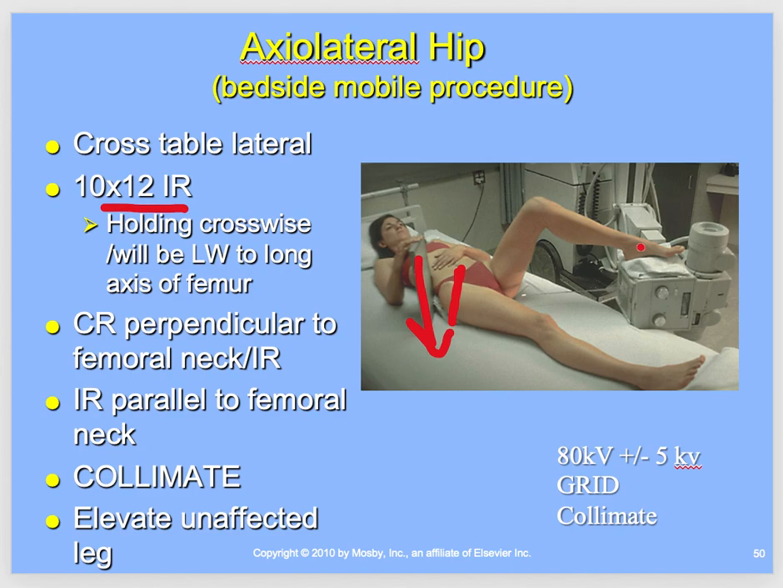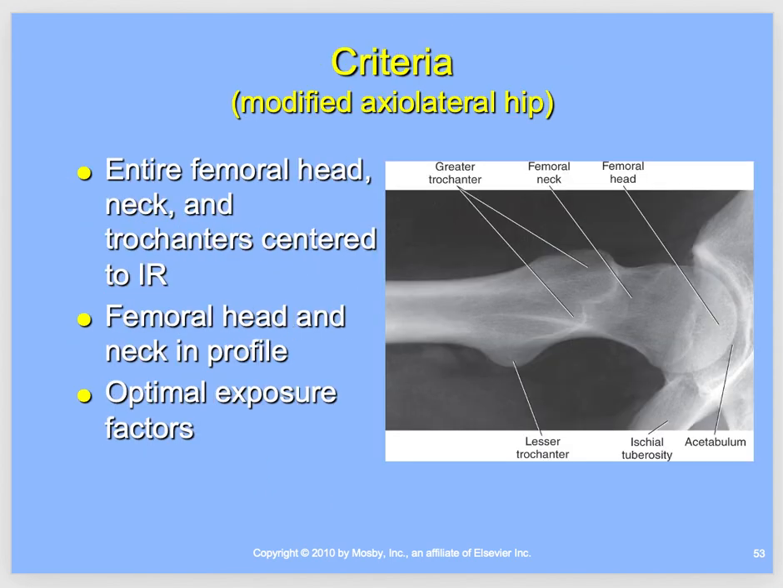the unaffected leg. Can they hold it up there? Do they need some help? And then usually you are 80 to 85 kV with a grid, and then you're collimating small to avoid scatter and imaging that femoral neck and head.